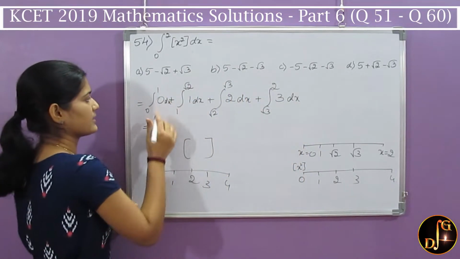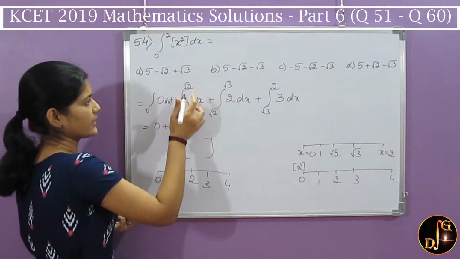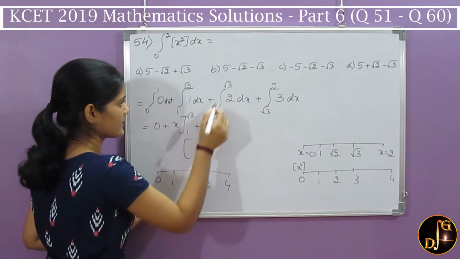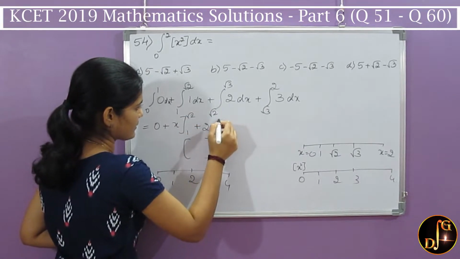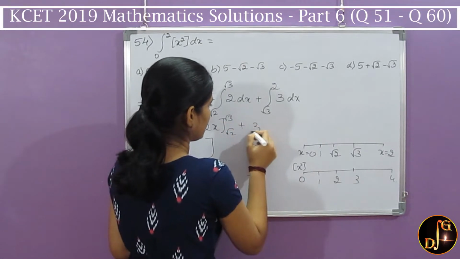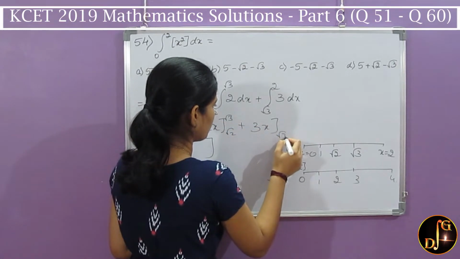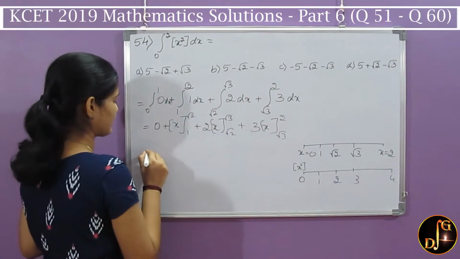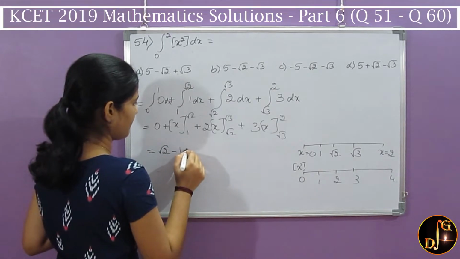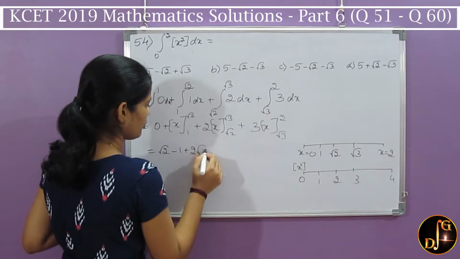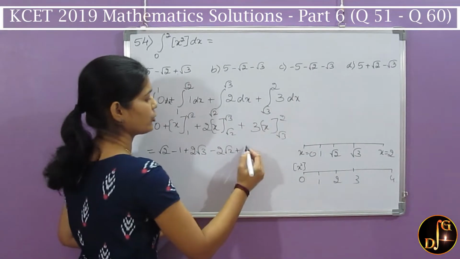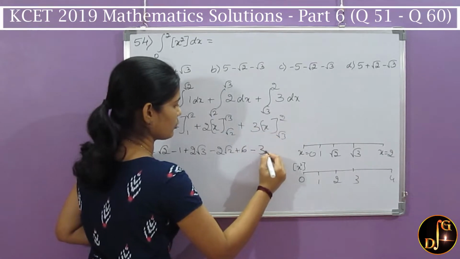Let's integrate this. This will be 0 plus integration of 1 means x from 1 to root 2, plus 2 into x from root 2 to root 3, plus 3 into x from root 3 to 2. Let's apply the limits. Then we will get root 2 minus 1, plus 2 root 3 minus 2 root 2, plus here 3 into 2, 6 minus 3 root 3.